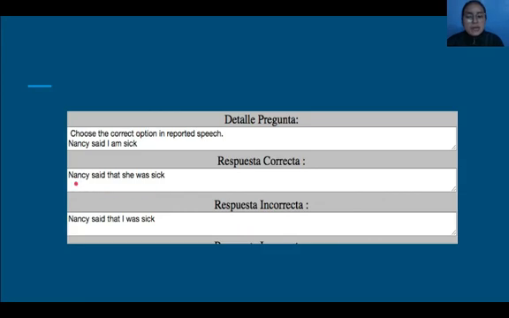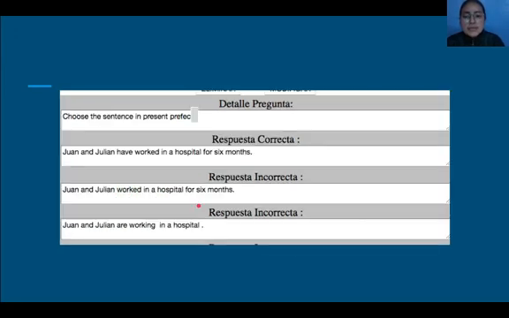Why? Because Nancy said that, okay, this is so important, these words. She was sick. You have to change the name, Nancy can be replaced with she. And also, you have to change to past. Excellent, my dear student. And this, choose the sentence in present perfect.